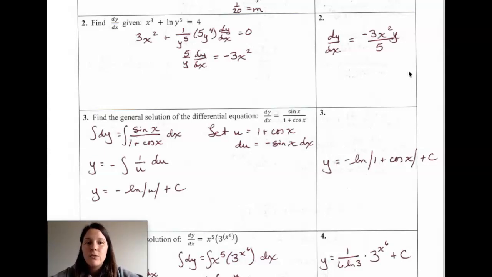So I subtracted the 3x squared from both sides, and then I multiplied by the reciprocal of 5 over y, so times y divided by 5, so that's how the y ended up in the numerator in the final answer and the 5 in the denominator.